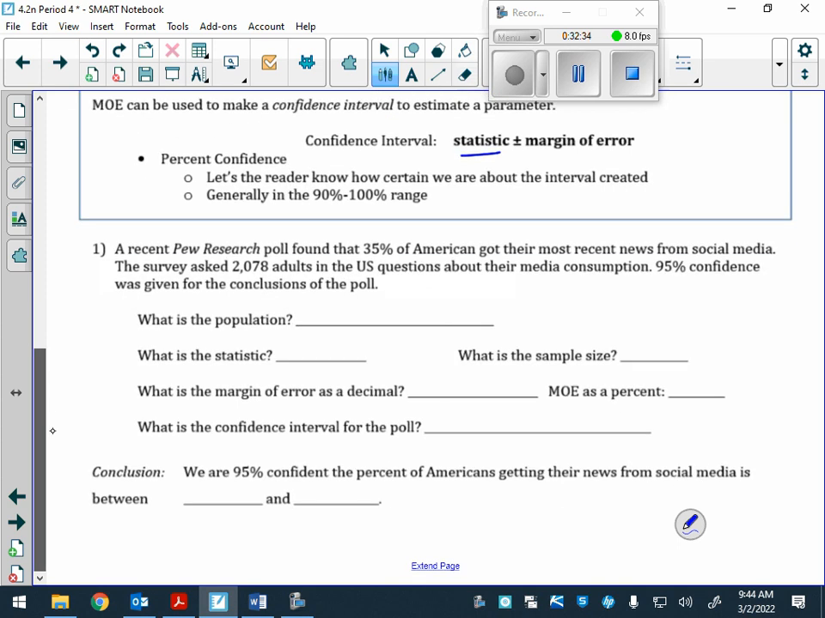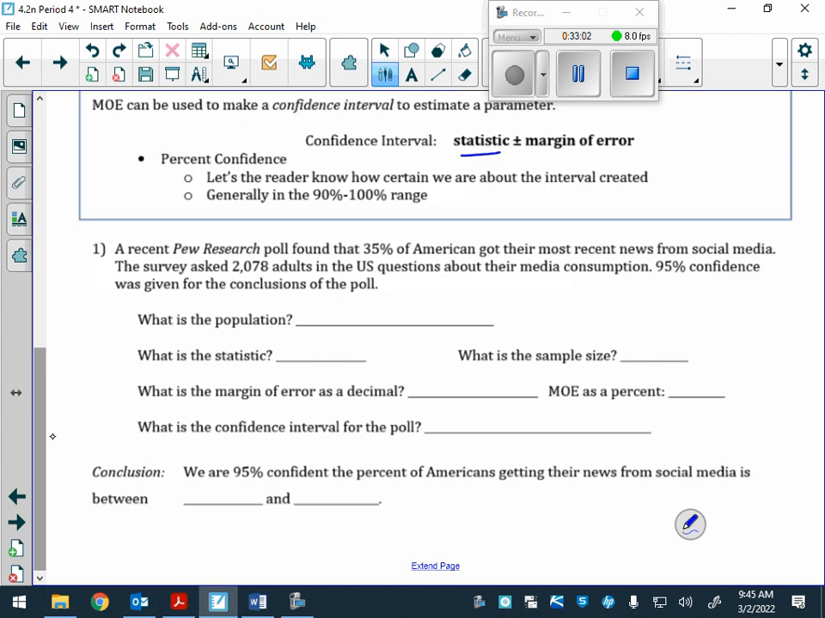So a recent poll found that 35% of Americans got their most recent news from social media, which should be a little bit higher than that, I think. The survey asked about 2,078 adults in the U.S. questions about their media consumption. 95% confident was given for the conclusions. Okay, so what is the population?